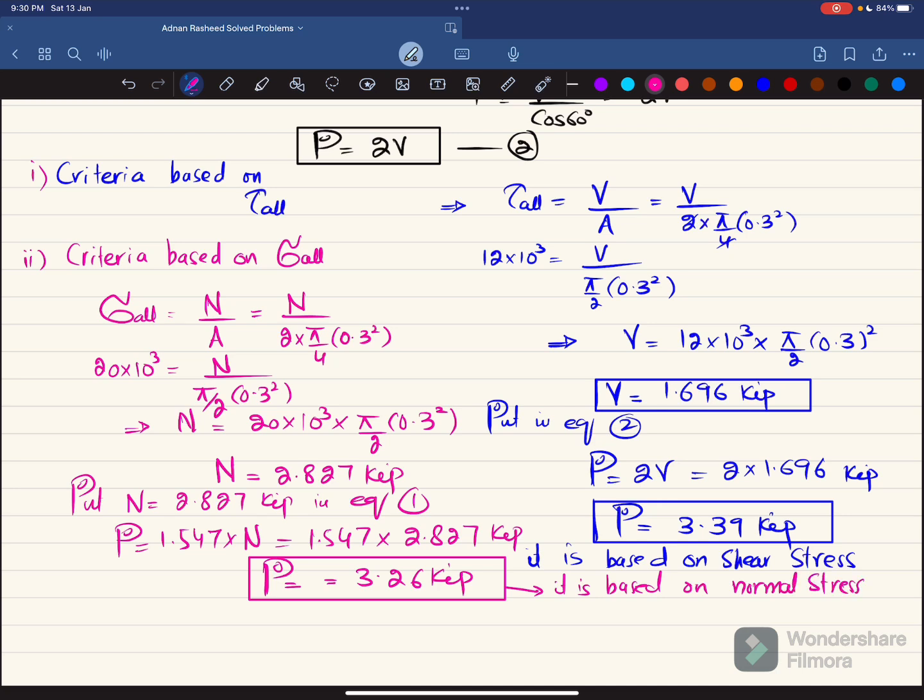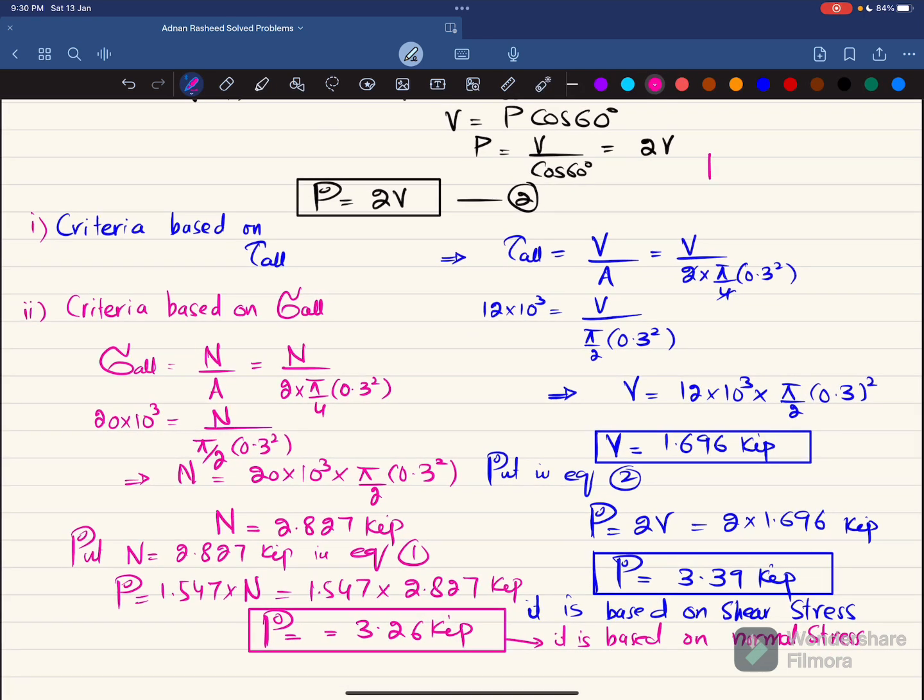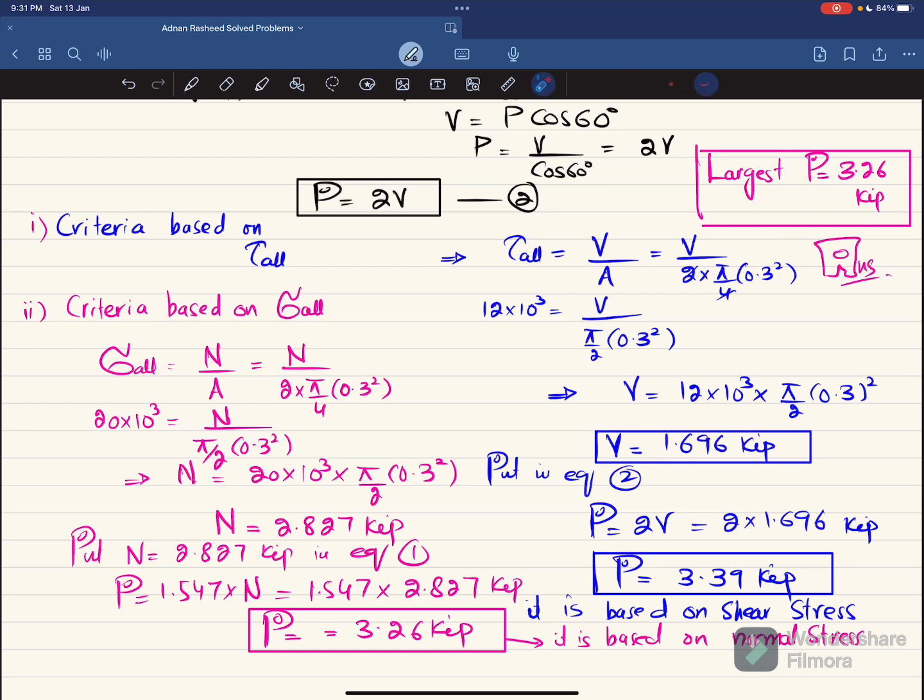Clear? So here you can see we have two values of P, this one and this one. So for the largest tensile load, the largest P which can be applied on this system is 3.26 kips, which is the answer to this question. Why have we selected this smaller one and called it the largest load? Because you can see this load is less than this, so it will be safer.